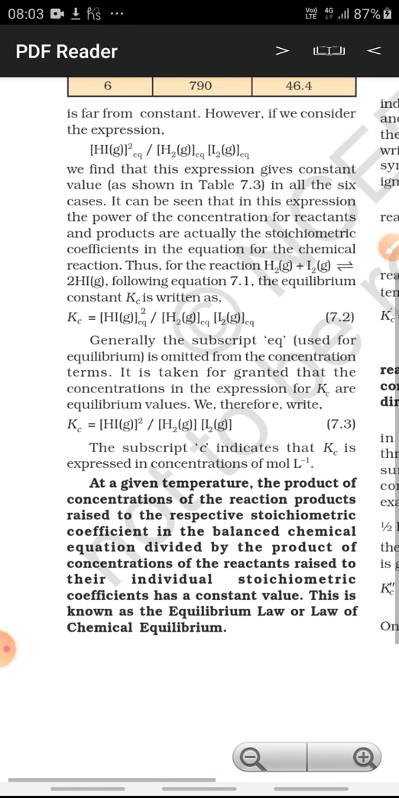Now, at a given temperature, the product of concentrations of products raised to the power equal to the stoichiometric coefficient in the balanced chemical equation divided by that of reactants raised to the power equal to the stoichiometric coefficient in the balanced chemical equation is known as the equilibrium law or the law of chemical equilibria.